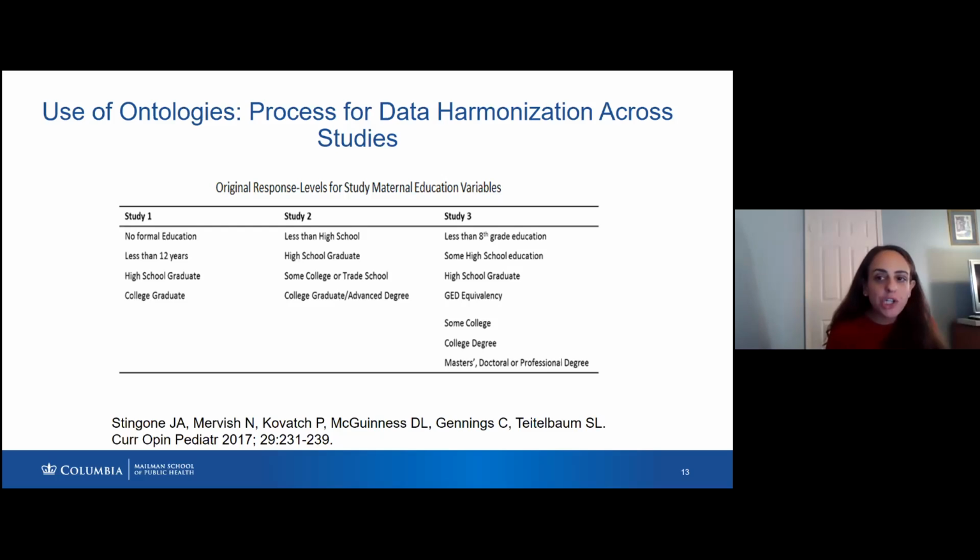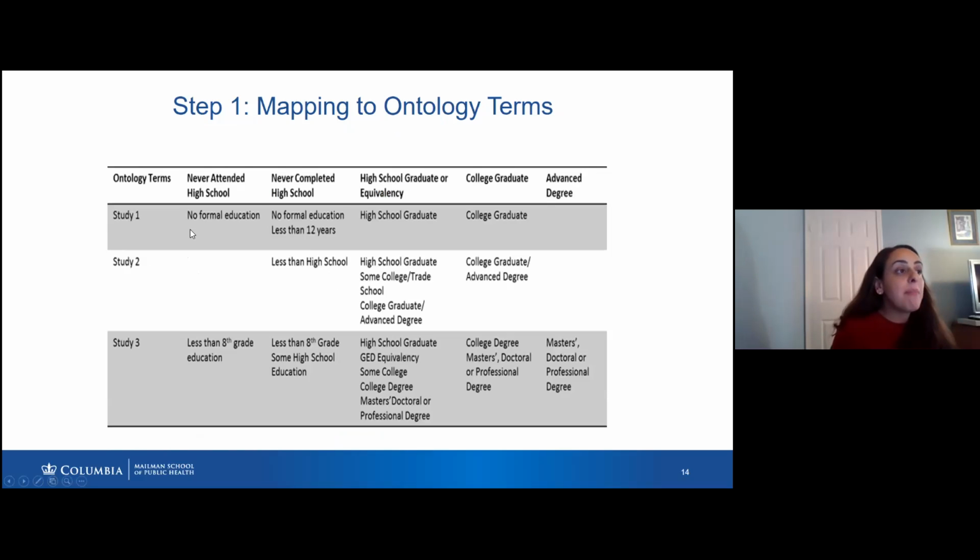So imagine you have 3 studies and they have 3 different measures of maternal education. Normally, when you wanted to go to data harmonization, you'd have to find the common denominators across the 3. What we are doing in the background in our repository is we map all of the terms within individual studies to ontologies. So what do I mean by that?